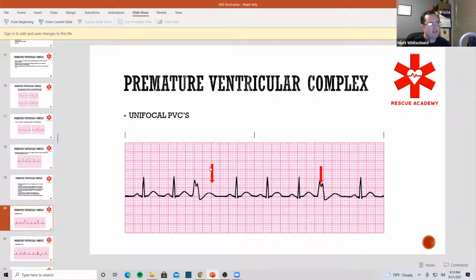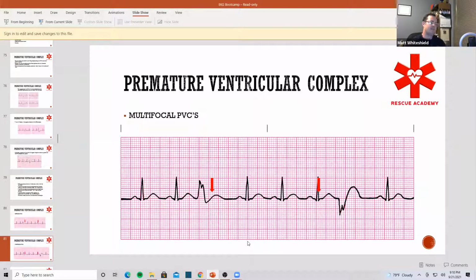First one that we're looking at here is unifocal PVCs. I know I moved that in the wrong spot there. Obviously they look alike. Some people call them cowboy hats. Yeah, if it looks the same, it's just unifocal. So this would be considered normal sinus rhythm with unifocal PVCs.